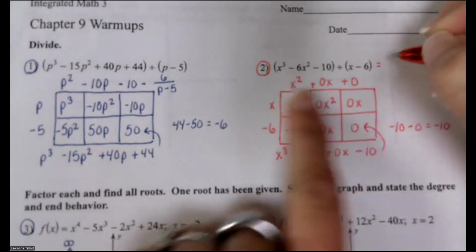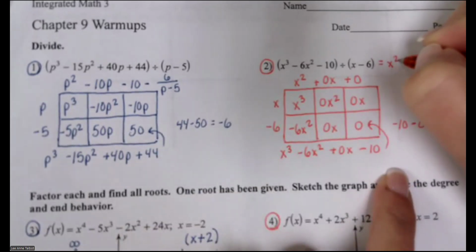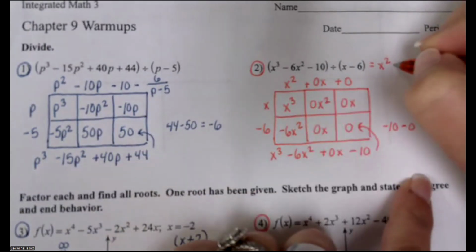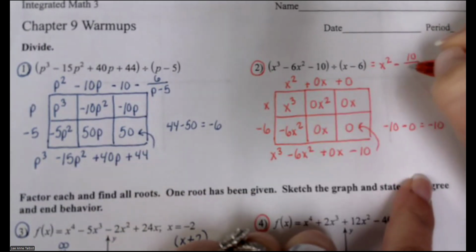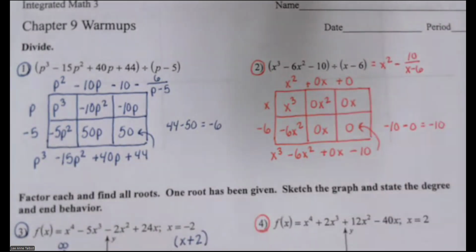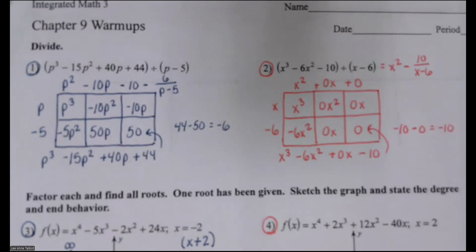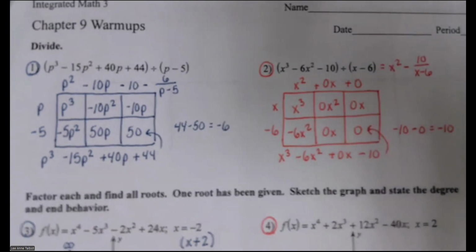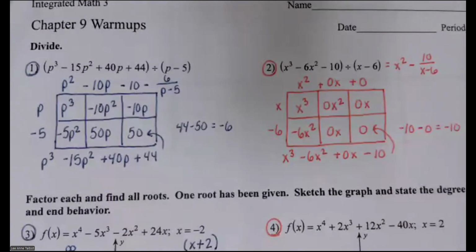I'm actually going to rewrite this because of all this stuff. So I have x squared. I'm not going to write the 0x. I'm not going to write the 0 minus 10 over x minus 6. That one was awkward. But a good one to do together, at least, so you guys feel confident. If that happens to you, it happens.